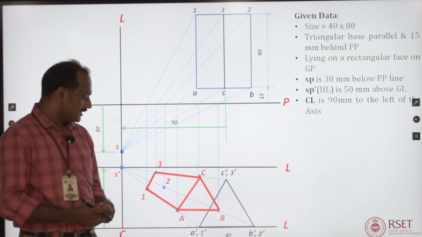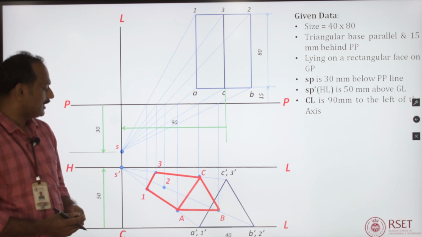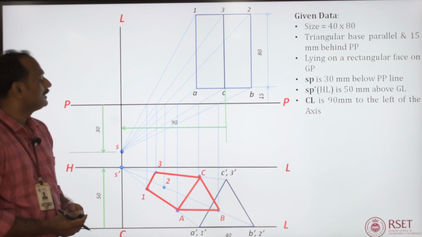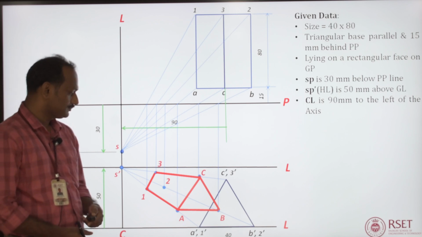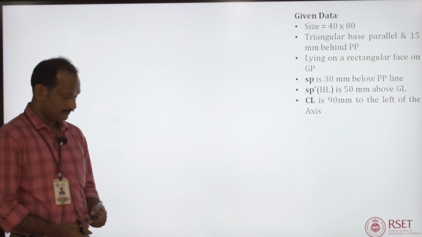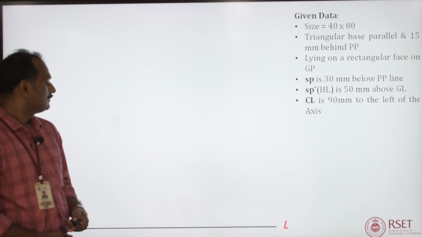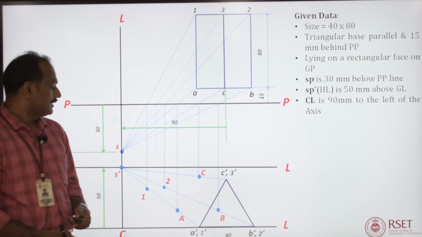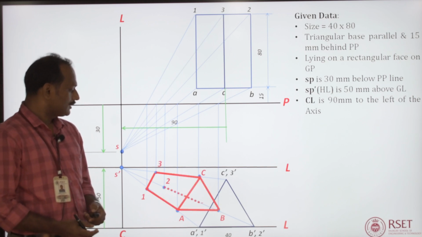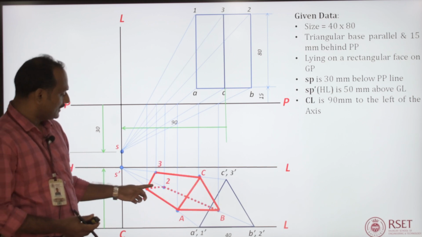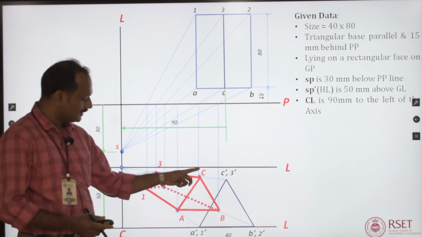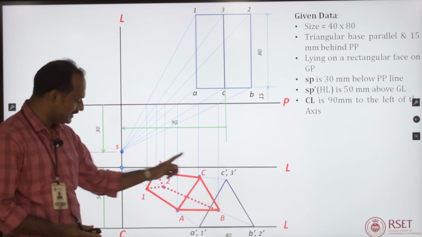Now, the next rule is, if a line is crossing a visible line within the boundary of the perspective view, it will be a hidden line. So, here you can draw the line 2B as a hidden line because it is crossing a visible line AC.